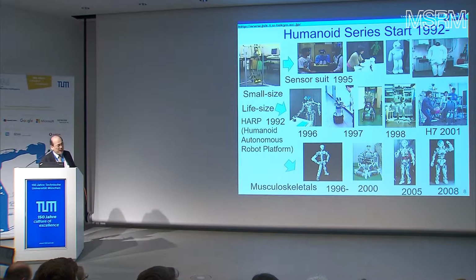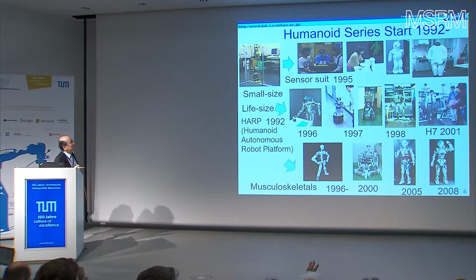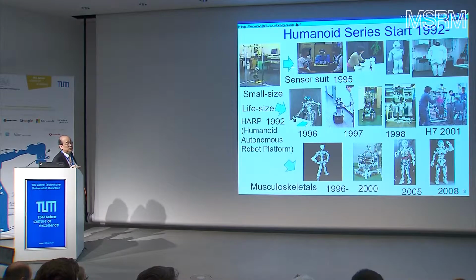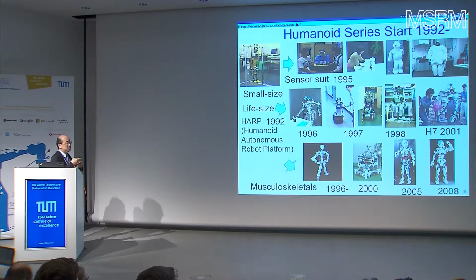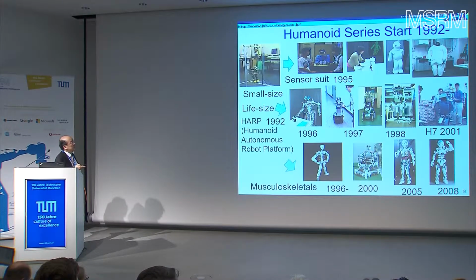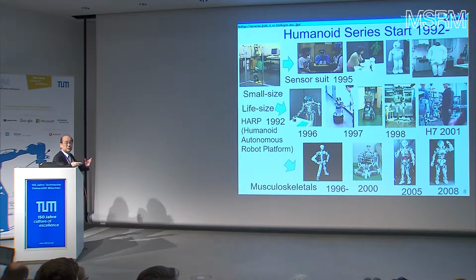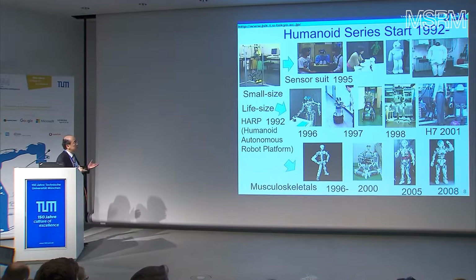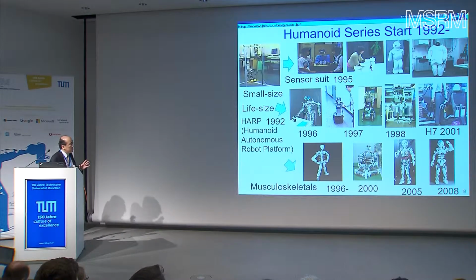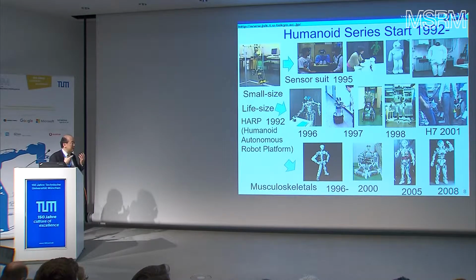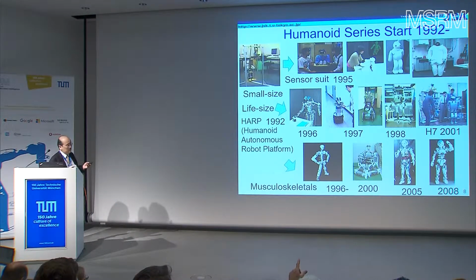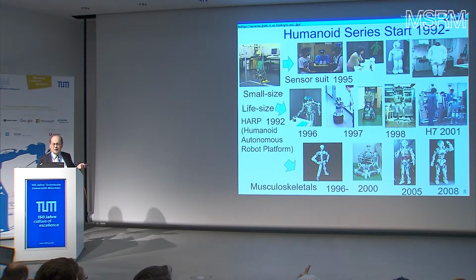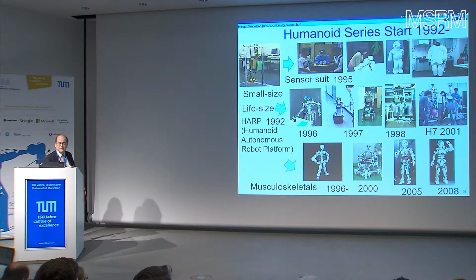Around here, we could start a different stream of humanoids, because the small robot is good for prototyping, but we wanted to extend the life cycle to utilize the usual tools designed for humans. So we made life-size series, and also more complex musculoskeletal robots like our body with spines. In the middle of the 90s, we started this humanoid series.